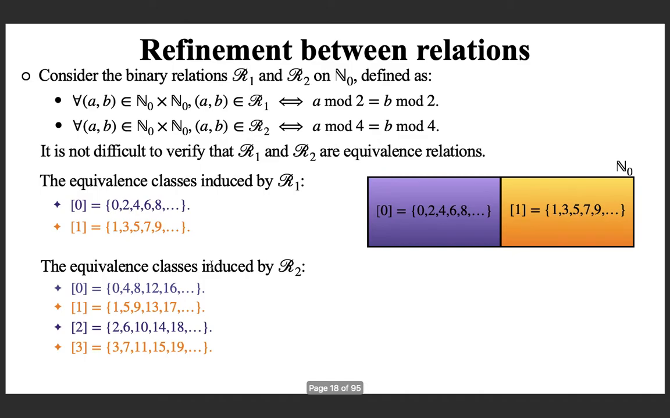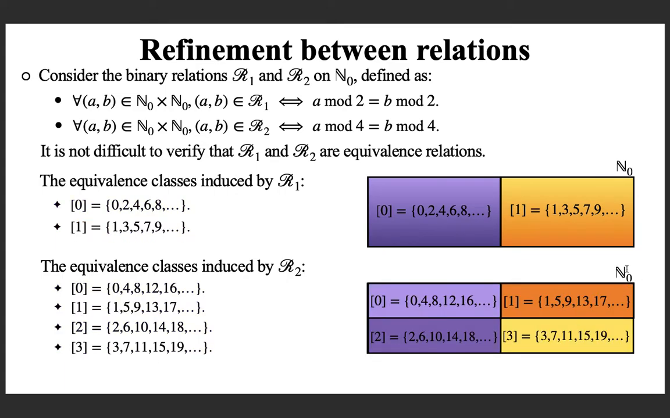Similarly, you can see that the equivalence class for 1 in R1, that is the set of all odd numbers, is subdivided into two equivalence classes in R2. And pictorially, you can say that this is the set of all equivalence classes. Comparably, this equivalence class of R1 is subdivided into two equivalence classes in R2. And this equivalence class, that is the even numbers in R1, is subdivided into two equivalence classes in R2.